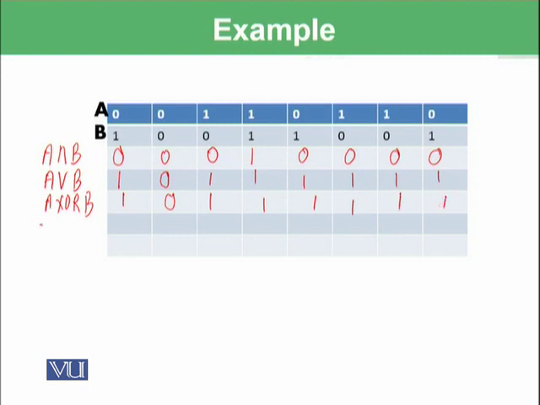And if you want to compute NOT of A, it will convert 0 to 1, 0 to 1. I am converting from A, and this 1 will be converted to 0, 1 will be converted to 0, 1, 0, 0, 1. And similarly, NOT B would be, this 1 will be converted to 0, 1, 1, 0, 0, 1, 1, 0.